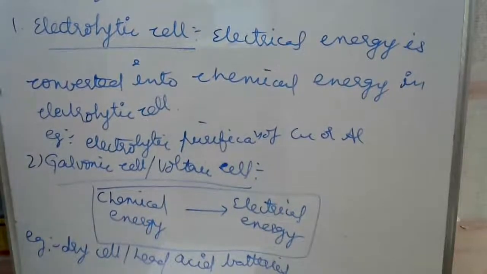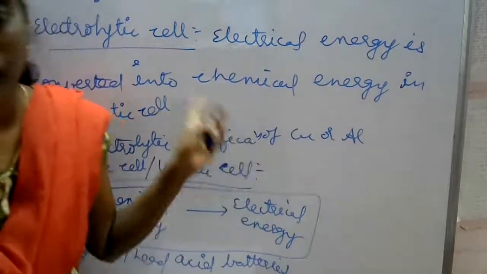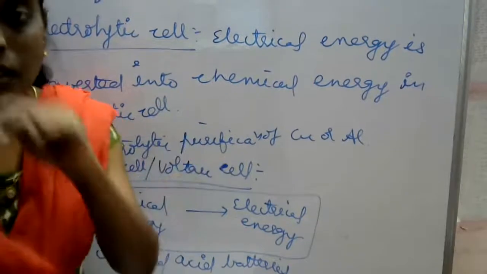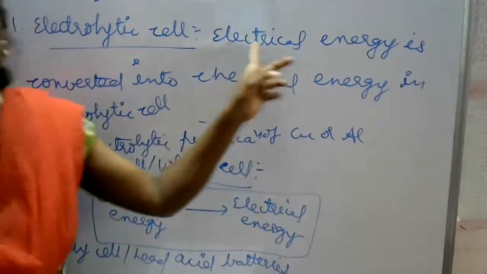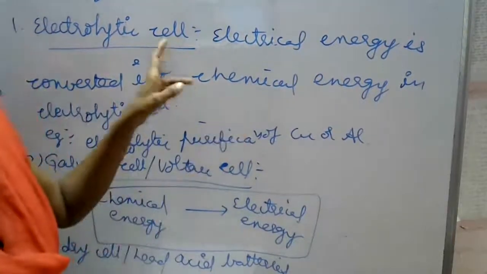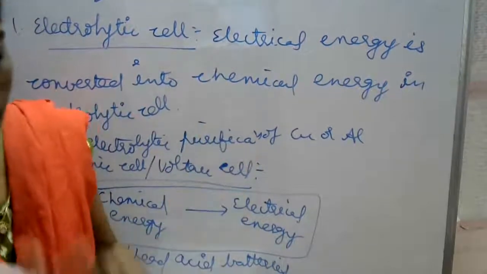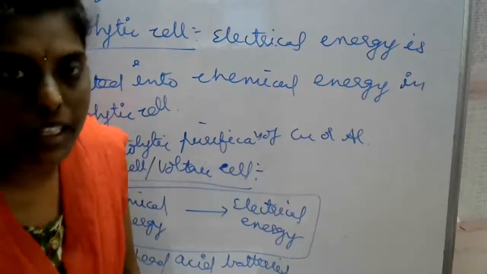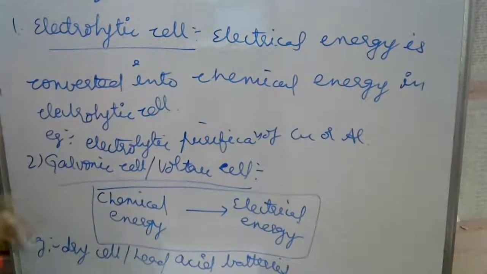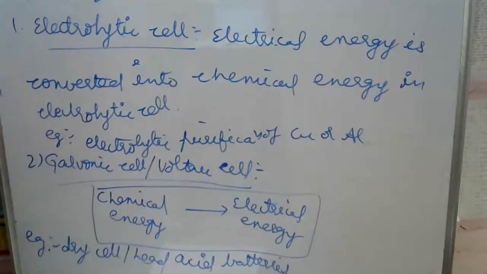Lead acid batteries are an example of a galvanic cell. Electrochemical cells are of two types. In an electrolytic cell, electrical energy is converted into chemical energy. In a galvanic cell, which is the reverse, chemical energy is converted into electrical energy. An example is the lead acid battery. Take a screenshot for this.